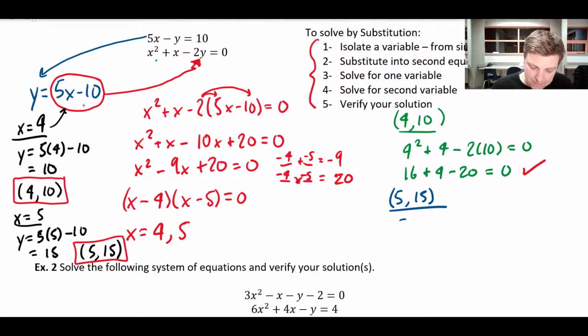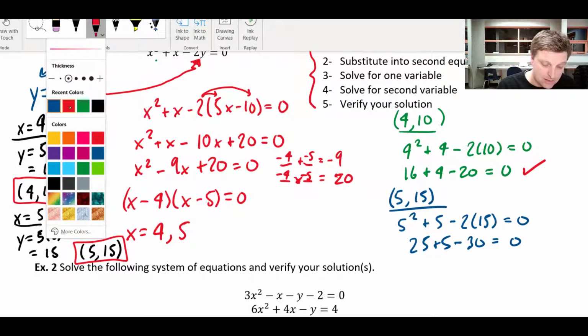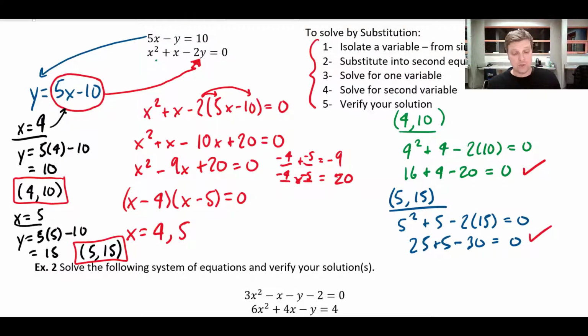And so I've got 5 squared plus 5 minus 2 times 15. Is that equal to 0? And of course I have 25 plus 5 minus 30 equals 0. And yes, you can see that this has also been verified. So I know these are my two solutions. So that's substitution using a linear quadratic system.